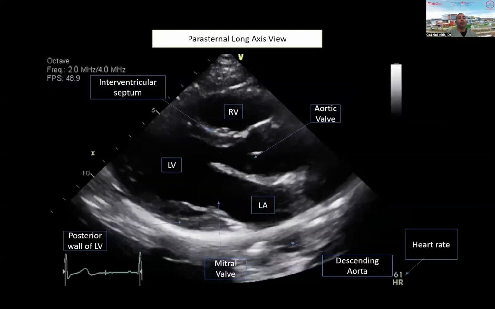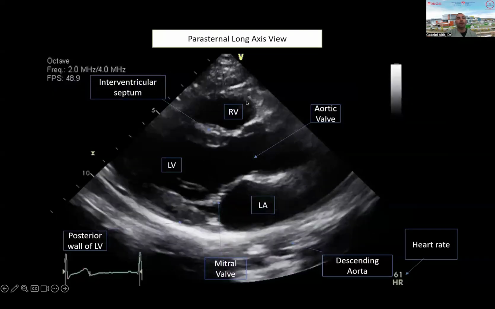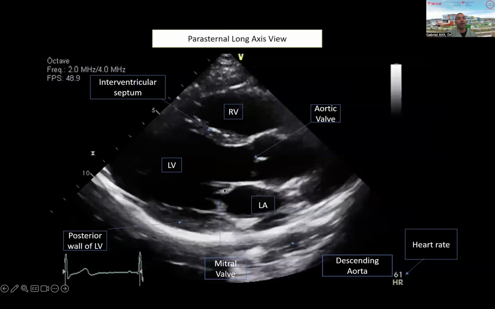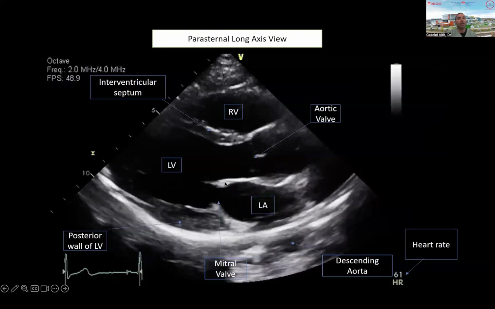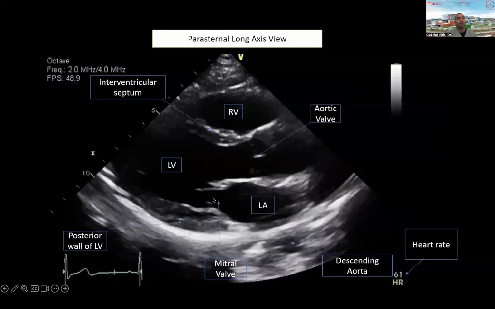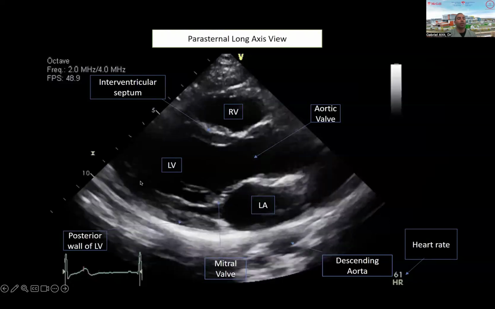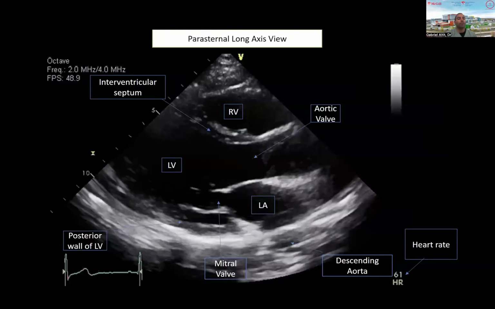So what do we see in a parasternal long axis view? We see a bit of the RV on top. We can appreciate the interventricular septum. We see the posterior wall of the left ventricle, and then we'll see the mitral valve. This mitral valve has two leaflets. And what's very typical of a mitral valve is that you never have attachment of the mitral valve to the septum. Your mitral valve will always go to the posterior wall or to the lateral wall of the left ventricle.